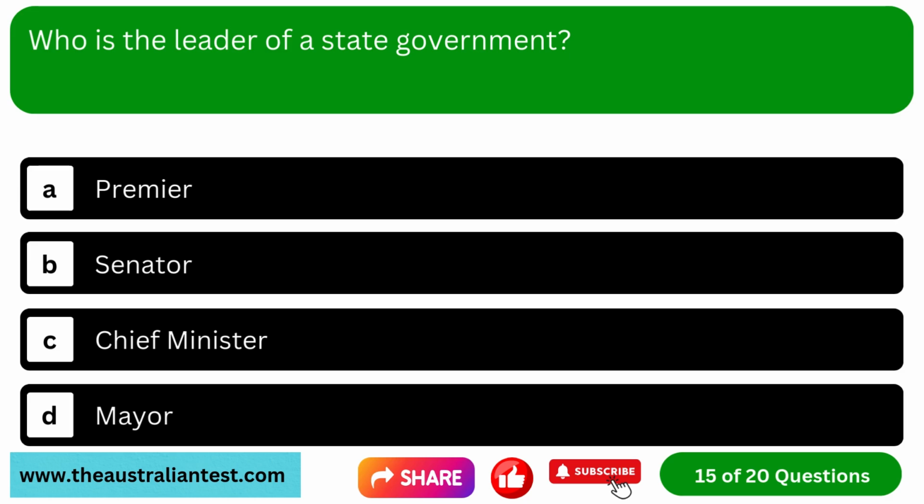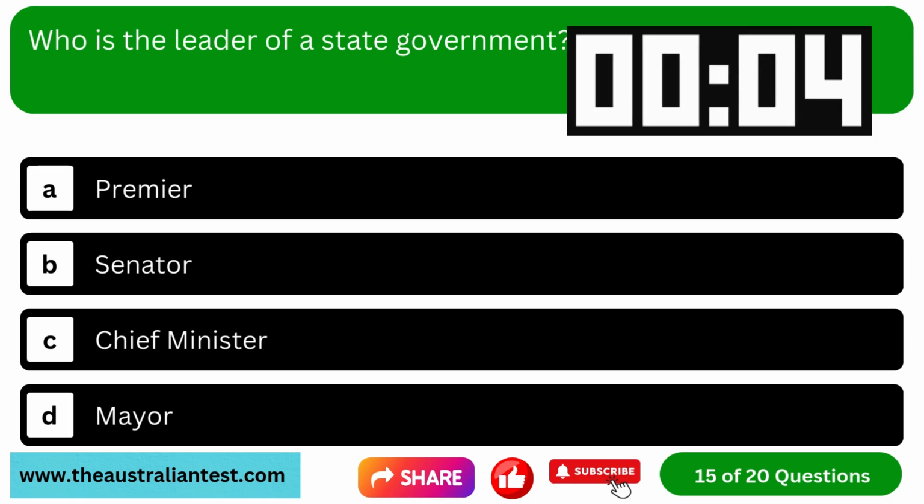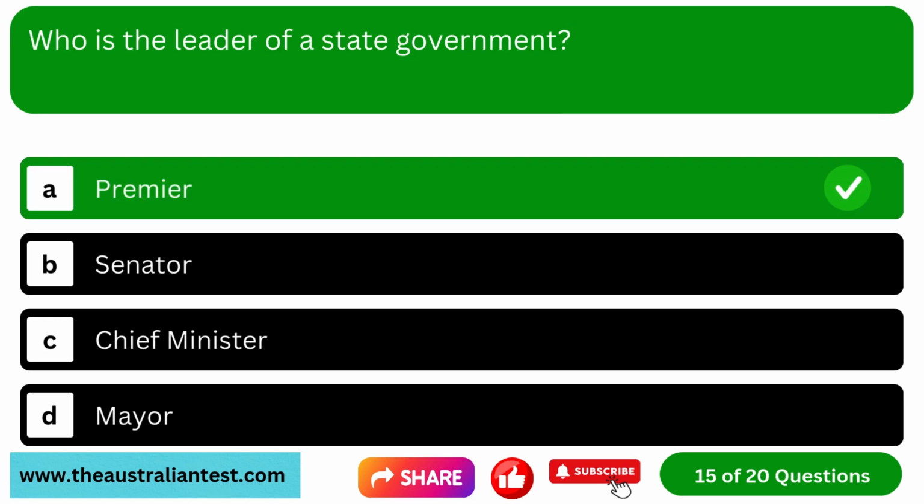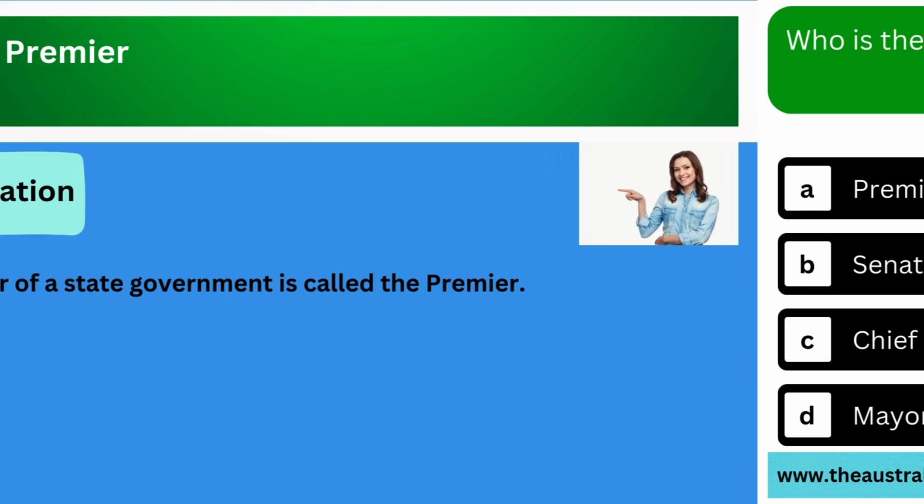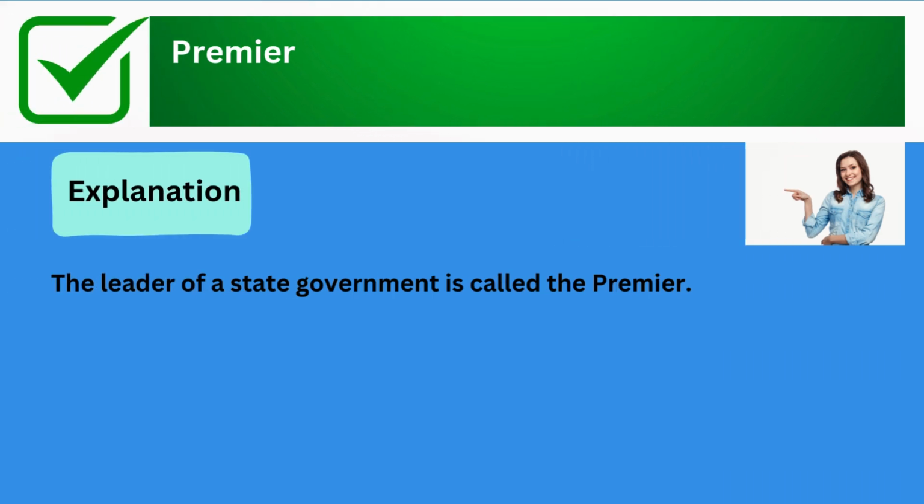Question 15. Who is the leader of a state government? Option A, Premier. Option B, Senator. Option C, Chief Minister. Option D, Mayor. The correct answer is Premier. Explanation: the leader of a state government is called the Premier.